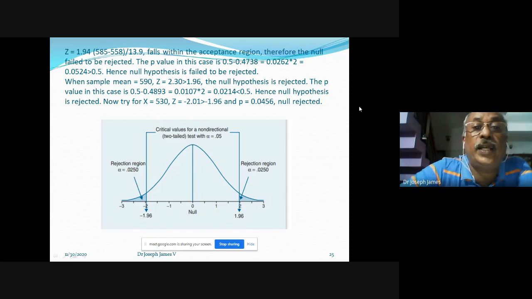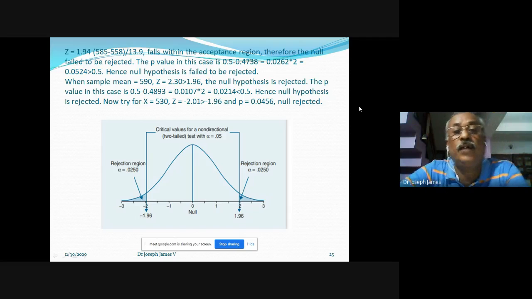And now we try another value of 530, where we get Z value as minus 2.01, which is less than minus 1.96. Therefore, the null hypothesis is rejected. Again, the p value here is 0.0456. That is less than 0.05. Therefore, the null hypothesis is rejected.